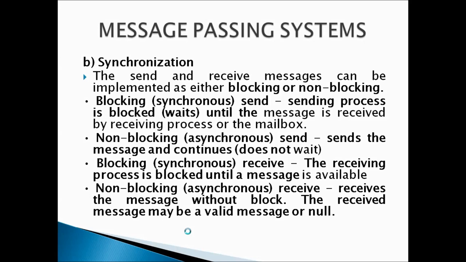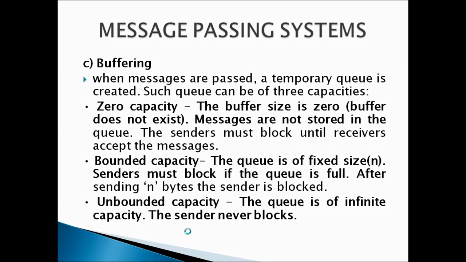Understood, guys? So here: blocking send, blocking receive, non-blocking send and non-blocking receive. In this way also you can pass the messages between the processes. And the last technique is buffering. So what is buffering? When messages are passed between a sender and a receiver, a temporary queue is created. That's why a buffer is a temporary memory. To send or receive a message, I can create a temporary buffer. This queue can be of three capacities.